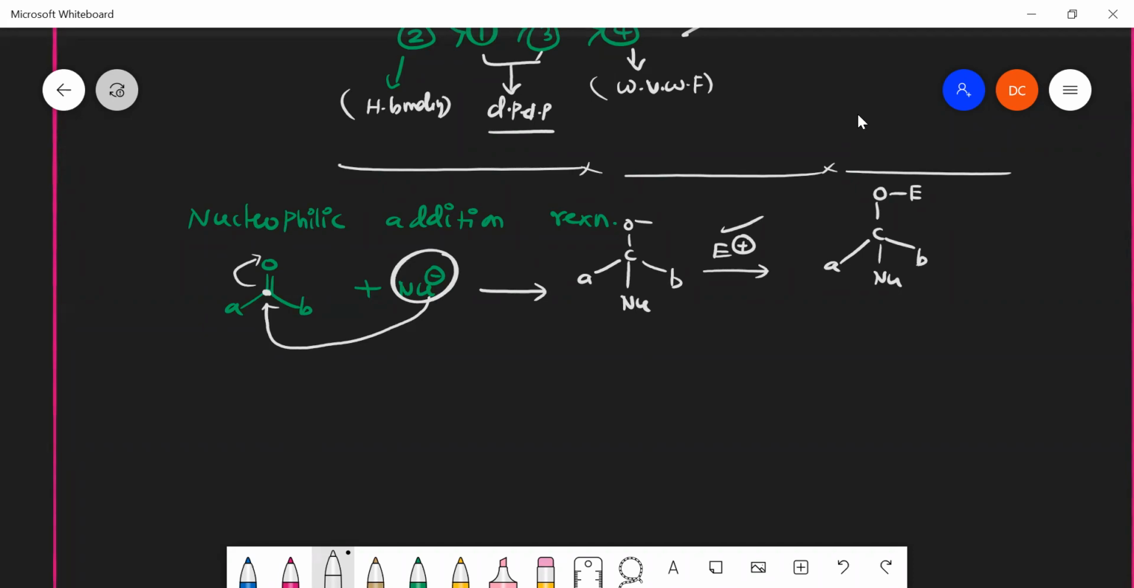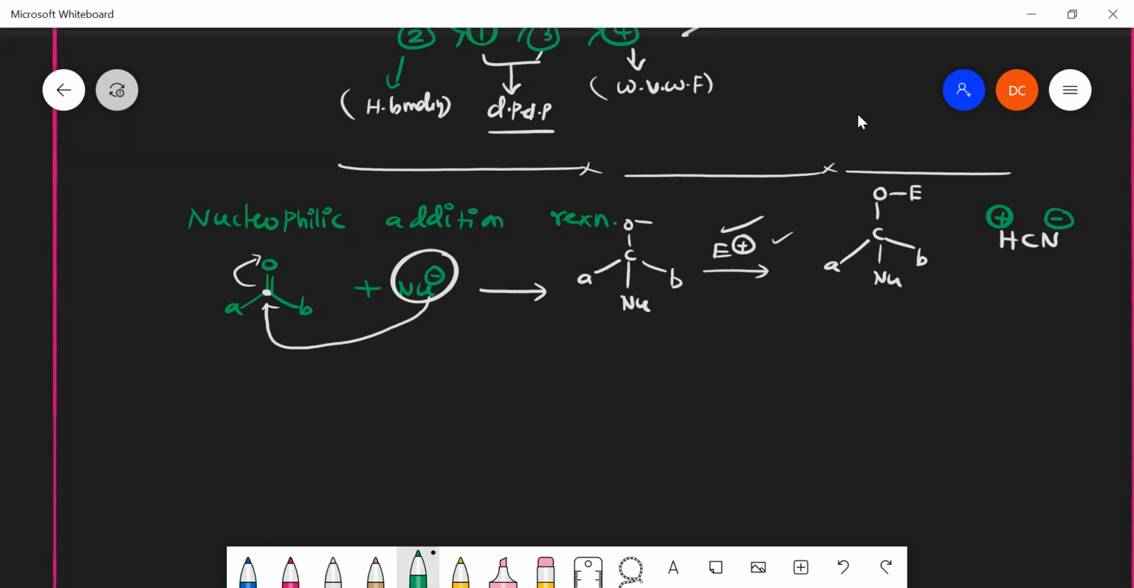Why will the electrophile be attacking here? Because we can't take the nucleophile as it is. We should take it in the form of a compound. Say for example, I have taken HCN. So what is the nucleophile here? CN minus. We can't take CN minus alone. We should take it as HCN. The HCN will act as an electrophile. That will be involved in the second step.